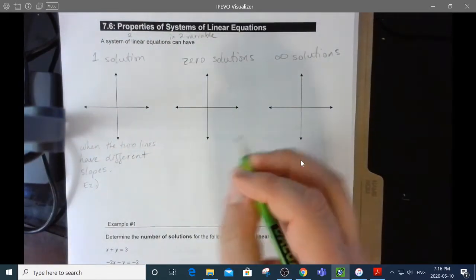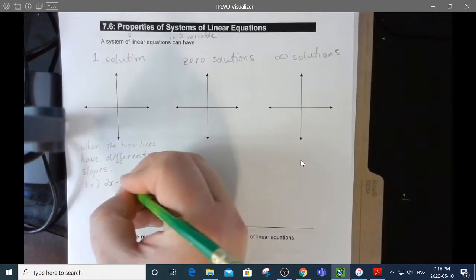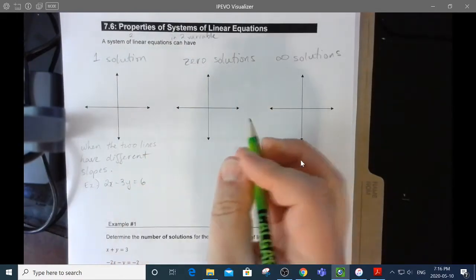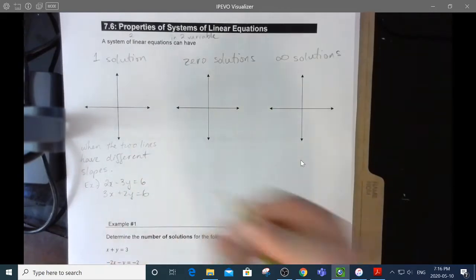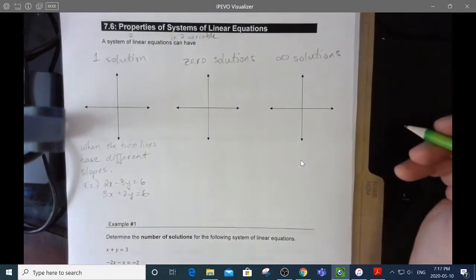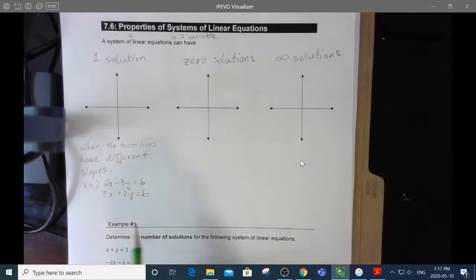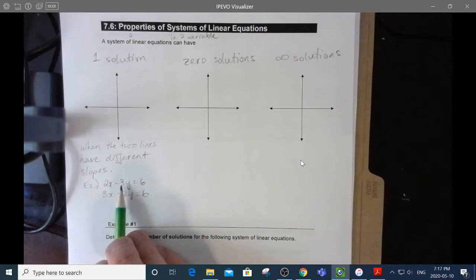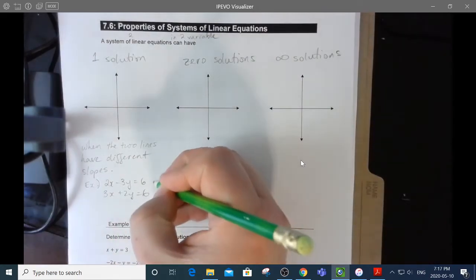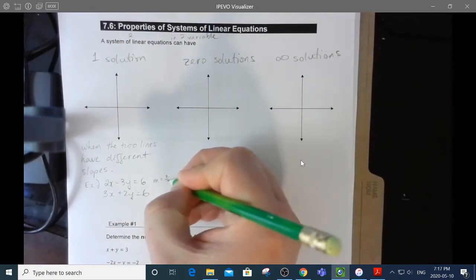Let's use the two equations 2x minus 3y equals 6 and 3x plus 2y equals 6. Let's make sure we understand that those definitely have different slopes. See if you can do it in your head: change this to y equals mx plus b and tell me what the m is. If I isolate for y, I move the 2x to the other side, so it's a negative 2x, but I'm dividing by a negative 3 to isolate y. So the slope here is 2/3.